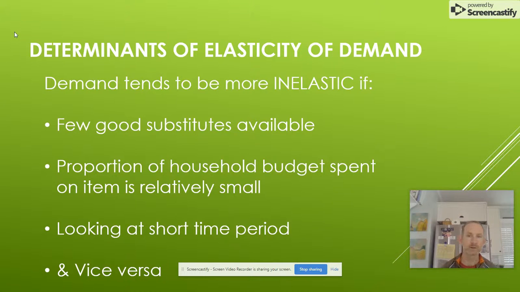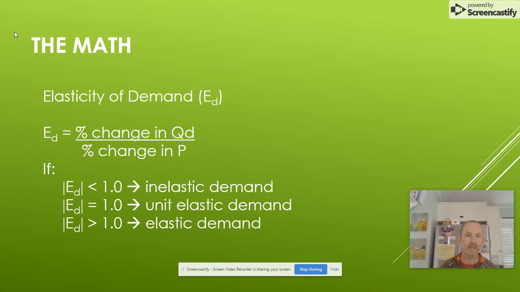And then vice versa, all these things are true in the opposite direction. If there are lots of good substitutes available, demand tends to be elastic. If the proportion of your budget spent on the item is large, it tends to be elastic. If we're looking at the longer time period as opposed to shorter, demand tends to be elastic. So those are our general rules of thumb. You can start thinking of goods and services in that way and try to figure out whether demand is elastic or inelastic. Now, if we want to be more precise about it, you can calculate elasticity of demand using math.